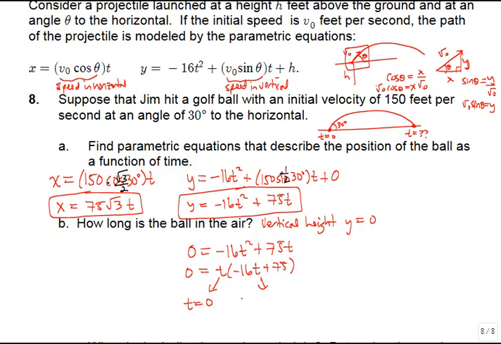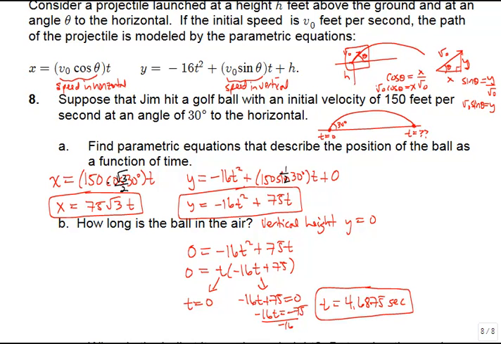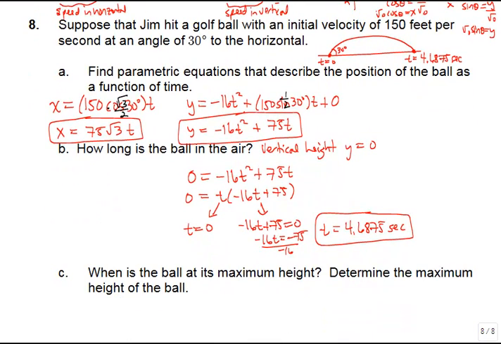If we set this one to 0, we get negative 16t plus 75 equals 0, and if we subtract that 75 over and divide by negative 16, that on your calculator turns out to be 4.6875. And this is a time in seconds. Our units here were seconds. So it takes the ball 4.6875 seconds to come back down to the ground. Okay? All right, next question.